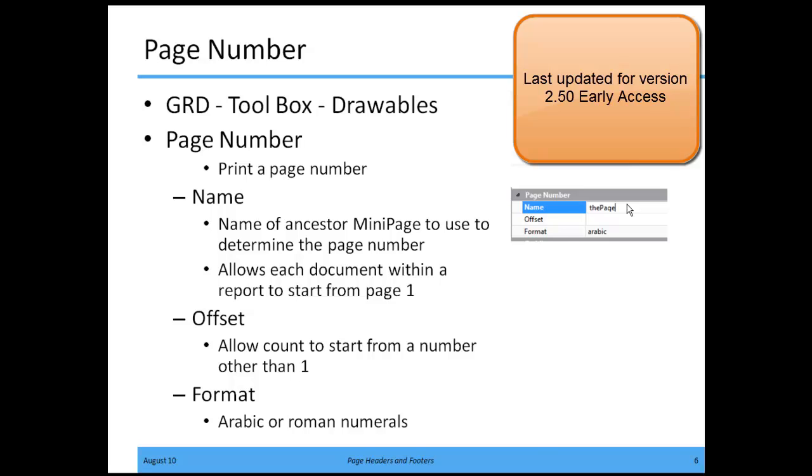So if I want to have a page number restart every time a report trigger is hit, I need to have a mini page under that report trigger, and it's that mini page that I reference in the page number's name property.